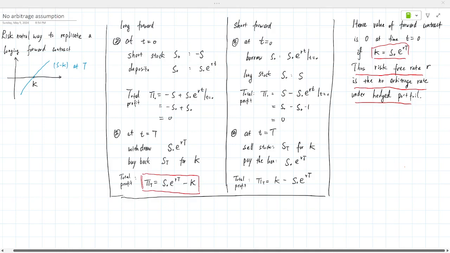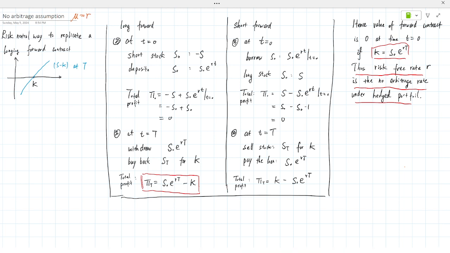Okay, here is a way to internalize the no-arbitrage assumption and why no arbitrage gives us mu equals r. The return on investment is r. The TLDR is that the risk-free rate is the no-arbitrage rate for any hedged portfolio. So let's exercise that idea.